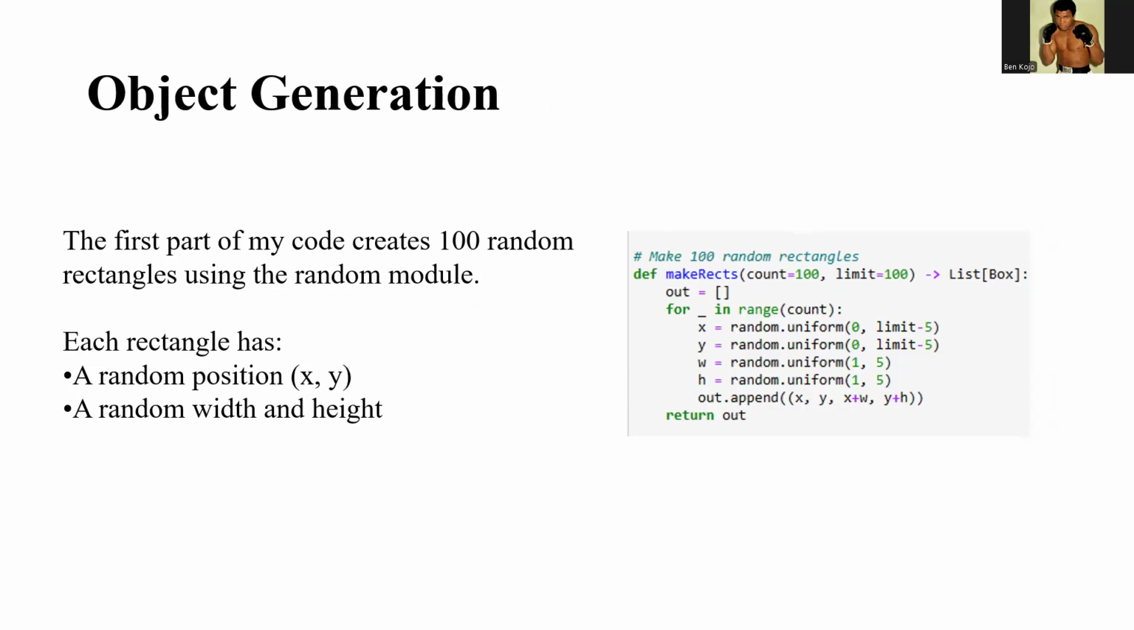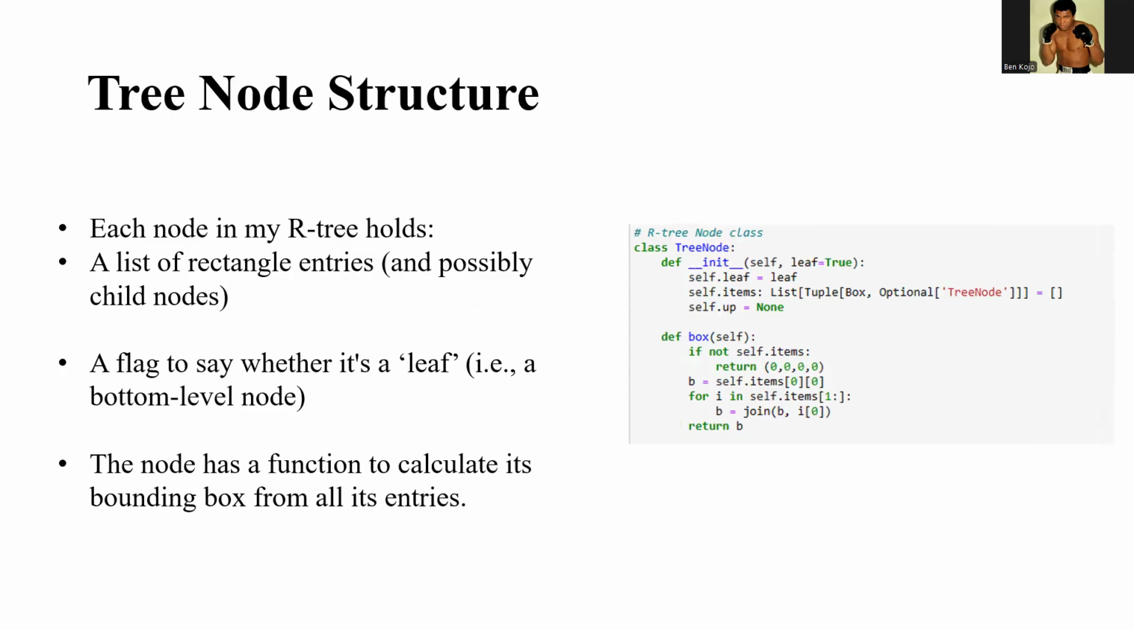The next step is the object generation. The first part of my code creates the 100 random rectangles using the random module. Each rectangle has a random position, that's the X and Y, as well as a random width and height. This was implemented using the random module in the Python code.